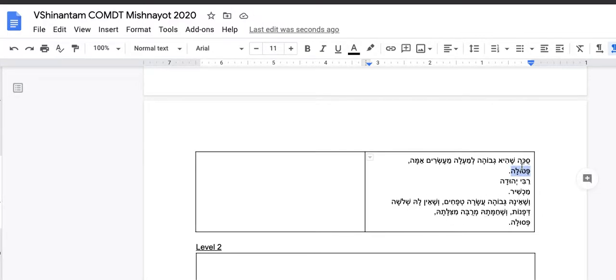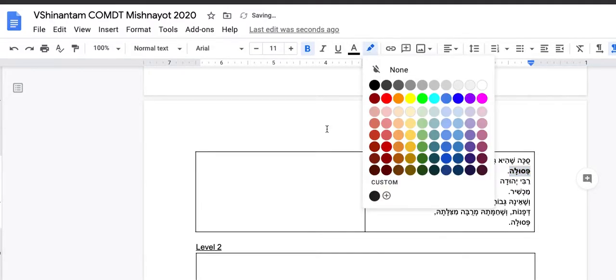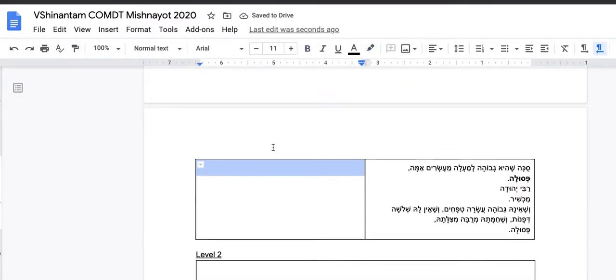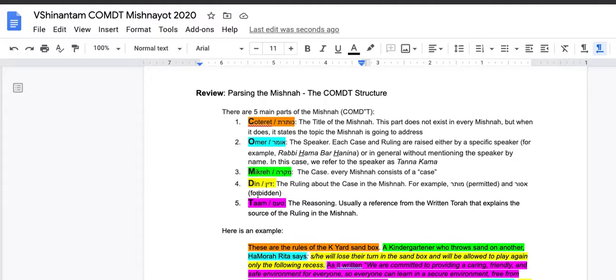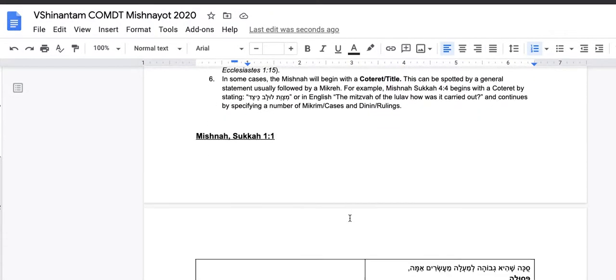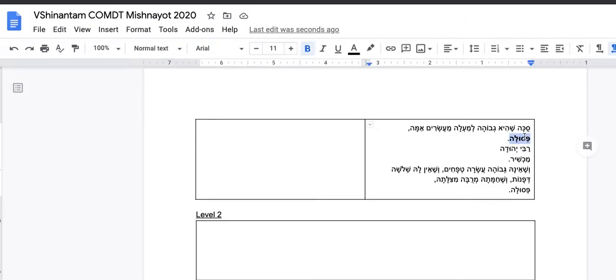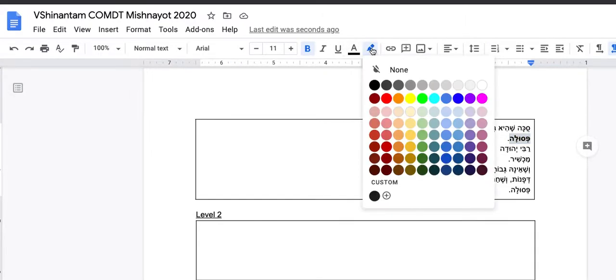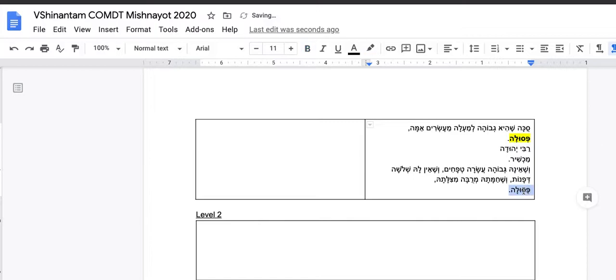So I can identify these words, and we're going to highlight the din with yellow. So I'm going to go back here and identify all the psulot, all the din words, and highlight them with yellow in this way. Here's machshir. Here we go. The dinim have been identified.